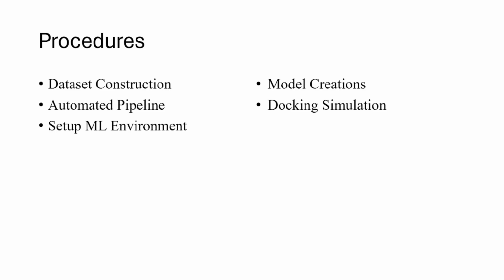So we constructed the database using ChEMBL and the ChEMBL API. We then used Lipinski's rule of 5 to narrow down the number of drugs we should use. The main thing about our project is the automated pipeline.